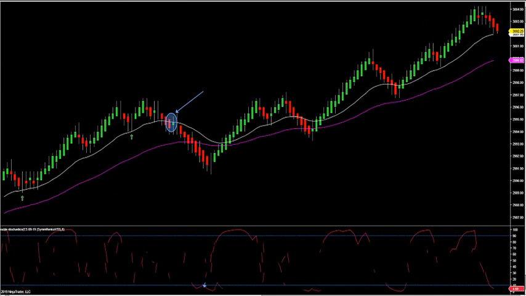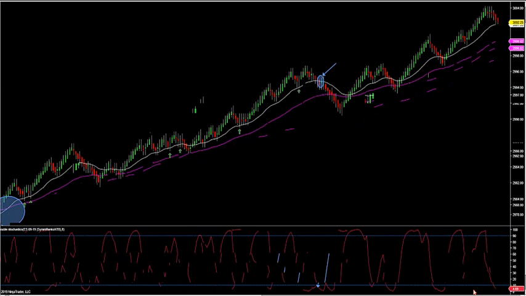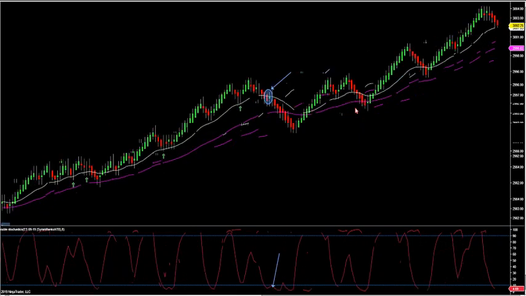This is 1, 2, 3, 4, 5, 6, 7. Had 7 trades before that were nice trades. And then 1, 2, 3, almost 3 trades into the close. But let me show you what I'm talking about, market delta.